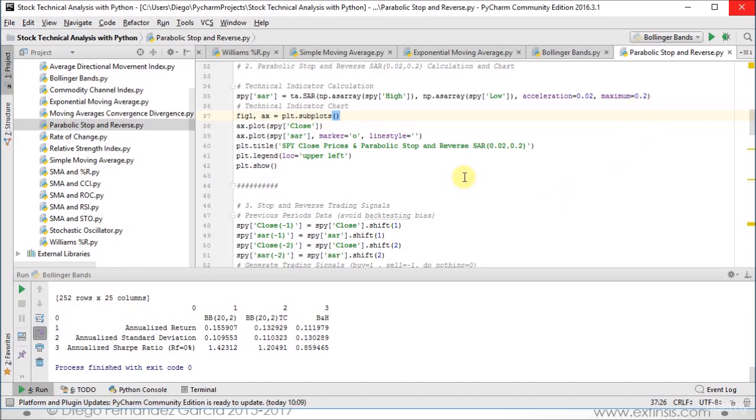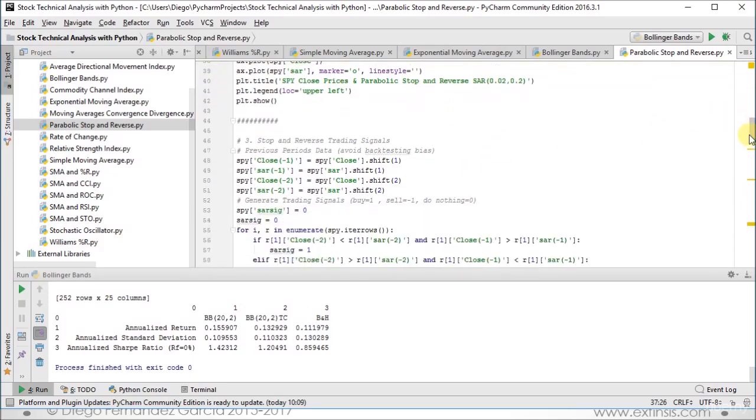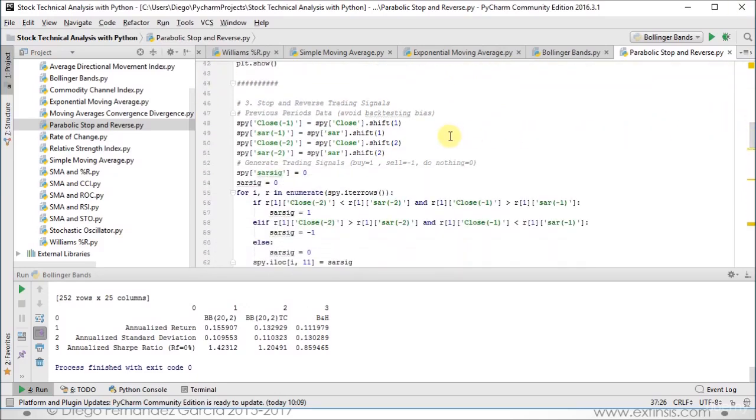Then we proceed to do its charting, and now we can do the stop and reverse type of trading signals. So first of all, we calculate previous periods data so that we avoid backtesting bias. Then we generate our trading signals: buy equals 1, sell equals -1, and do nothing equals 0.